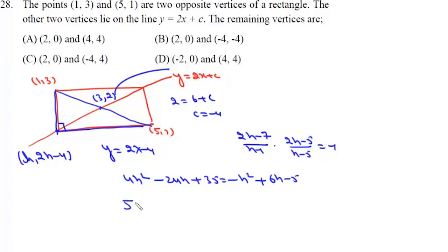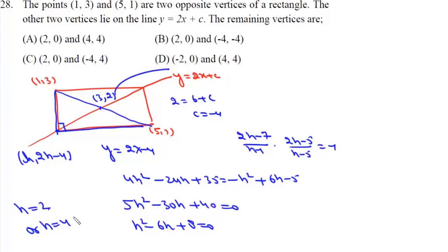Now we can write this as 5h² − 30h + 40 = 0, or h² − 6h + 8 = 0. So the value of h is either 2 or 4. Now if we take h as 2, we'll get one of the points as (2, 0), and if we take h as 4, we'll get this as (4, 4), and that's your option A.